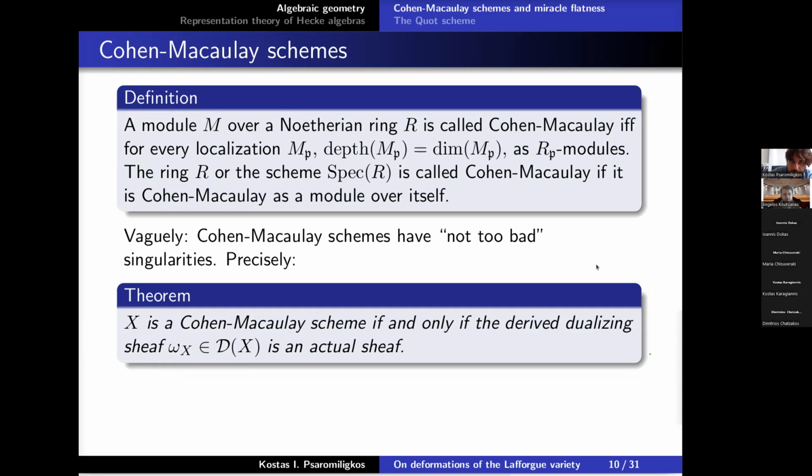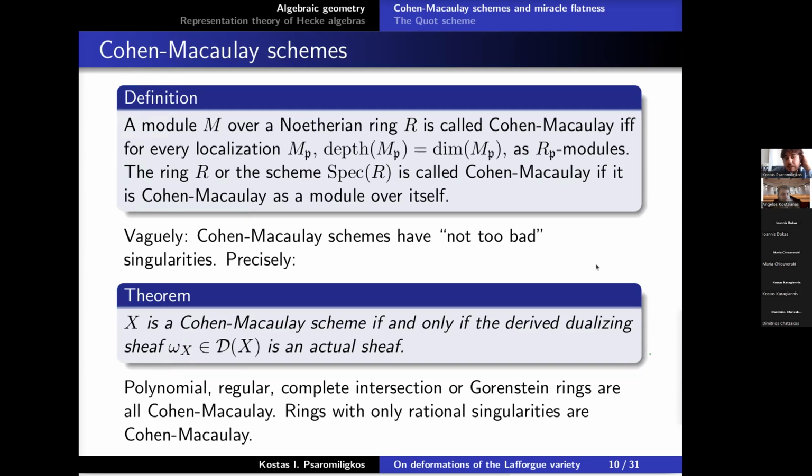It's mostly to be precise, but what's really important is that generally, whichever class of schemes you get that have good singularity theory are going to be Cohen-Macaulay. So polynomial rings, regular rings, complete intersections, or Gorenstein rings, this also appeared in Yorgos' talk, they are all Cohen-Macaulay. Rings with only rational singularities are also Cohen-Macaulay.